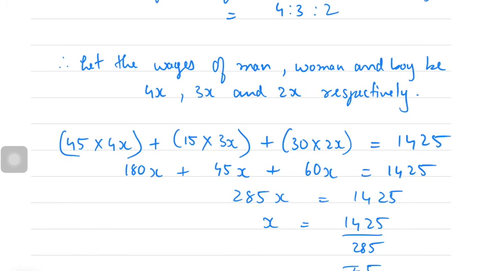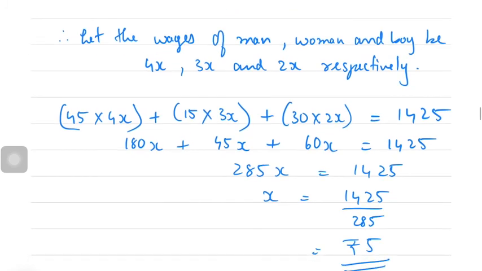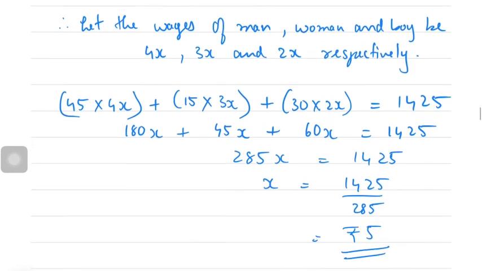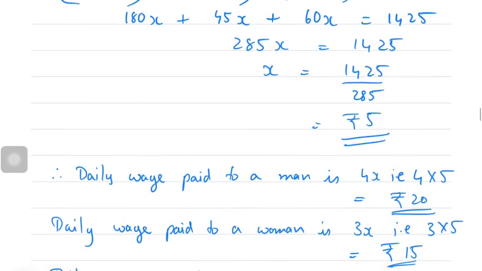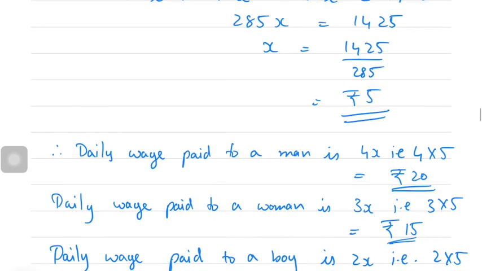So 4x is the wage for one man. So there are 45 men, so 45 into 4x, plus 15 women into 3x, because the wage of a woman is 3x, plus the wage of boys, which is 30 boys into 2x, is 1425. And with this equation you find the value of x. The value of x comes to 5.